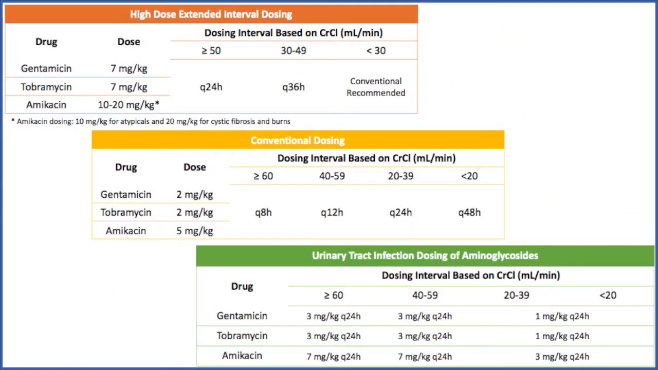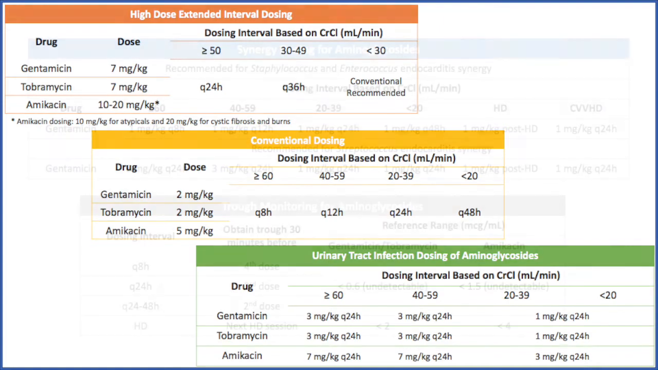Aminoglycosides can be dosed in two separate fashions. One, high-dose extended interval dosing, as can be seen in the orange table, and two, conventional dosing, which is represented by the yellow table. For the purpose of this video, we are going to focus on high-dose extended interval dosing. For high-dose extended interval dosing, the following are calculated via total body weight. However, if the patient is obese, then we will be using adjusted body weight. This may be unlike what you have been told in school, to use ideal body weight for all aminoglycoside dosing. However, for today's episode, we will be focusing on the Jackson Memorial Hospital dosing protocol.